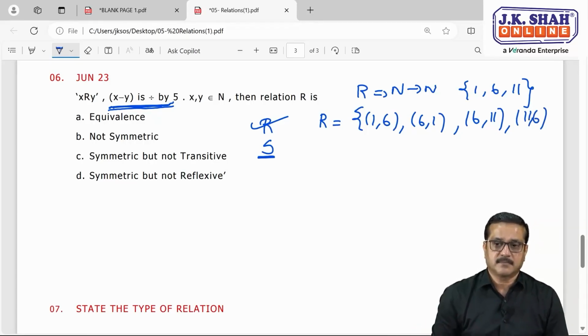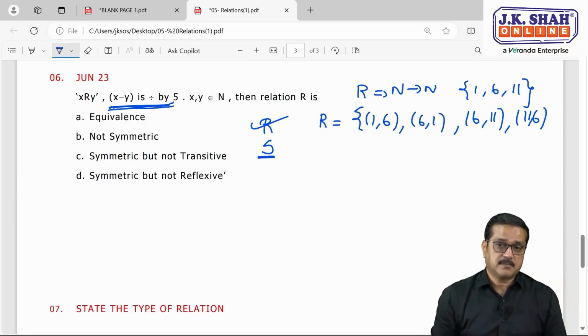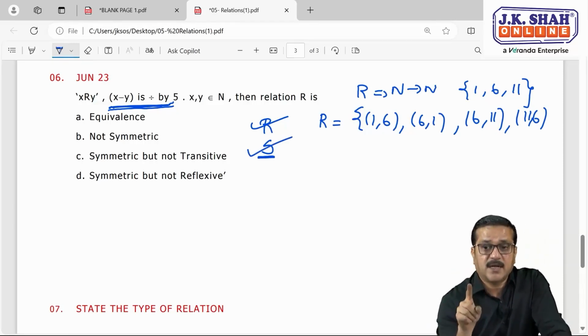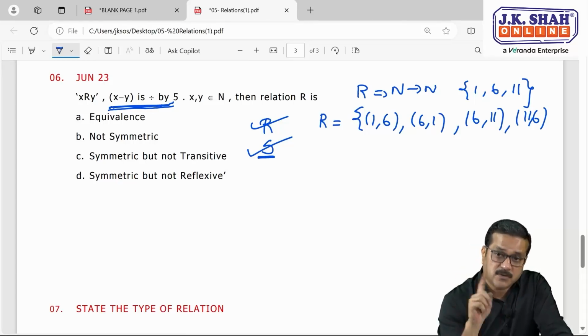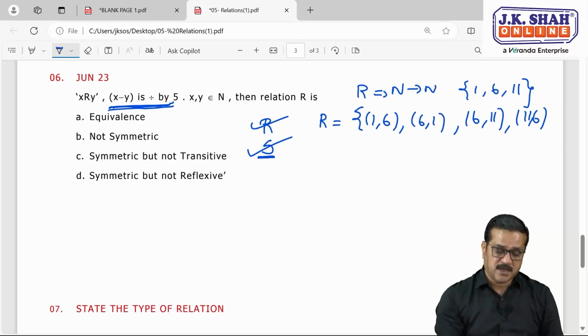Now 1, 11, no need to say, because it's there. Is 1, 11 there in R? Yeah, because the gap is 10, and 10 is divisible by 5. So 11, 1 as well, understood. Symmetricity is heavily satisfied by all of them. If A, B is in R, it indicates that A minus B was divisible by 5, which also indicates that B minus A will then be divisible by 5. So even B, A had to be in R. So now my R is showing AB, BA. It shows symmetricity. Now come to the last, transitivity.